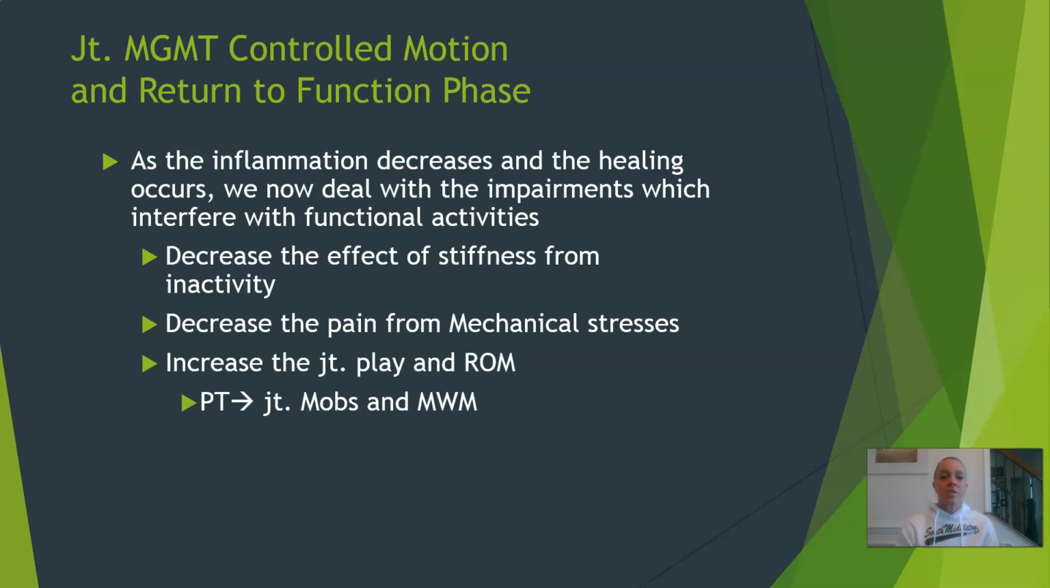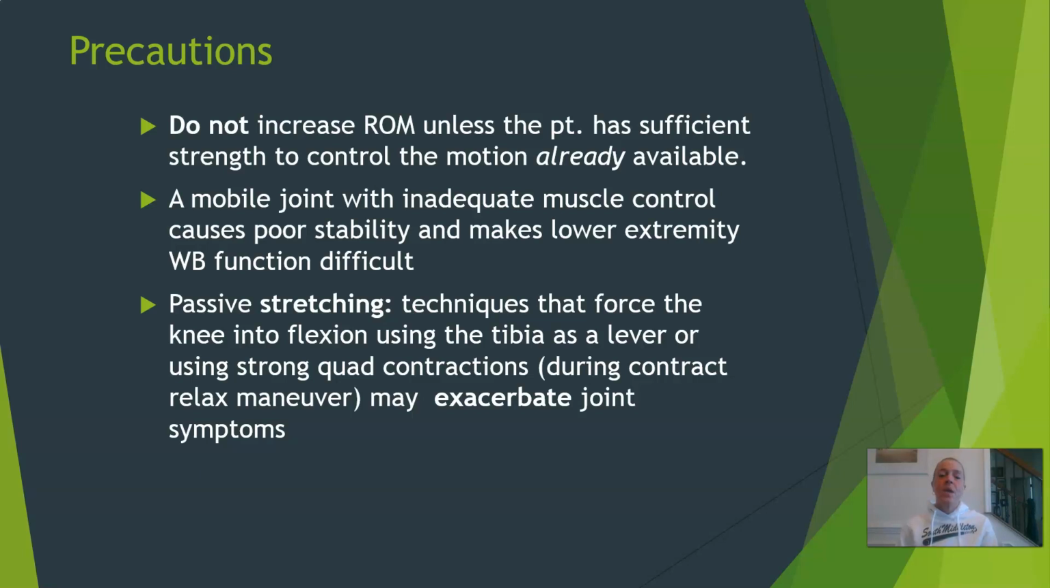So in the controlled motion and return to function phases, so as the person feels better, right? So in the acute flare-up phase, they're having a really painful time with the knee. We want to kind of take it easy on them. When they're feeling okay, when the pain is not at its worst, we can work more on range of motion and stretching at this point. We can increase joint play, continue to increase range of motion. So we might do some joint mobs and mobilizations with movement. We can work on functional activities, and we can do some more strengthening here and progress that.